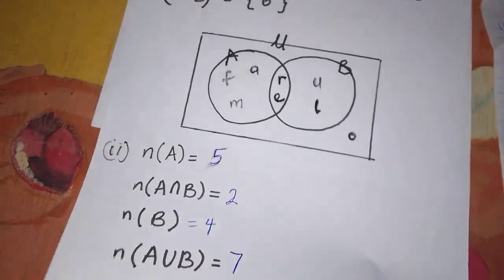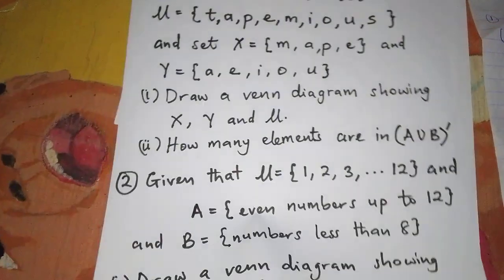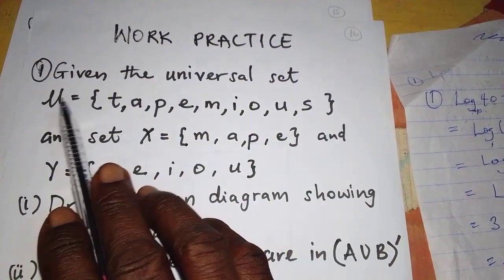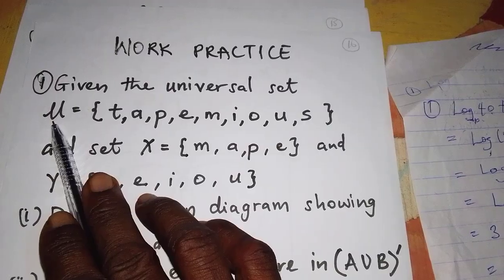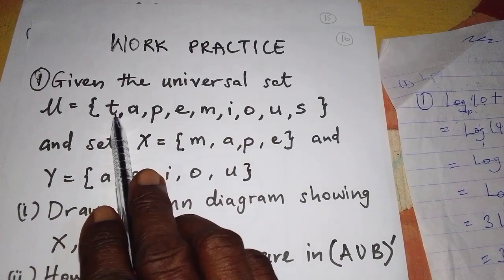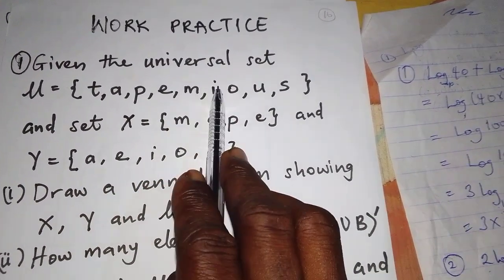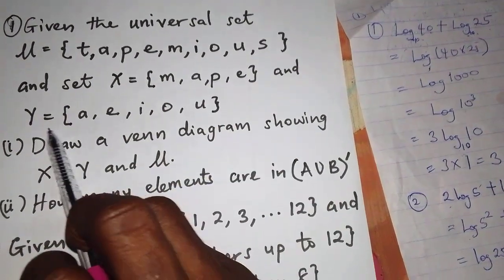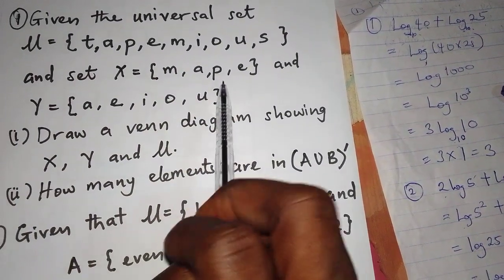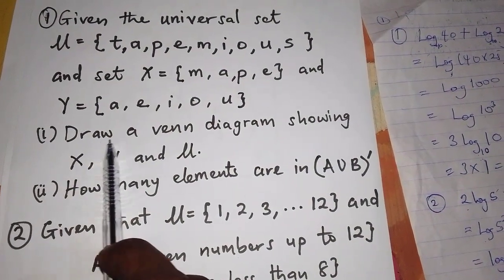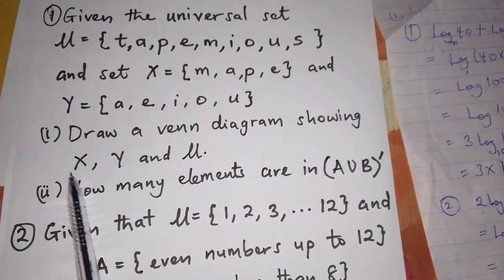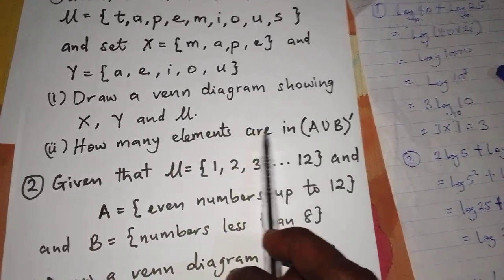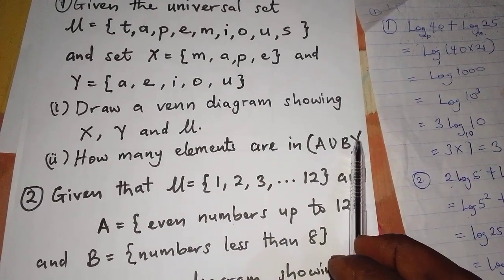Now for the work practice. Number 1, given the universal set, you have the letters TAPE, MIOUS, and in set X you have MAPE, and in set Y you have AEIOU. 1. Draw a Venn diagram showing X, Y, and the universal set. 2. How many elements are in X union Y complement?